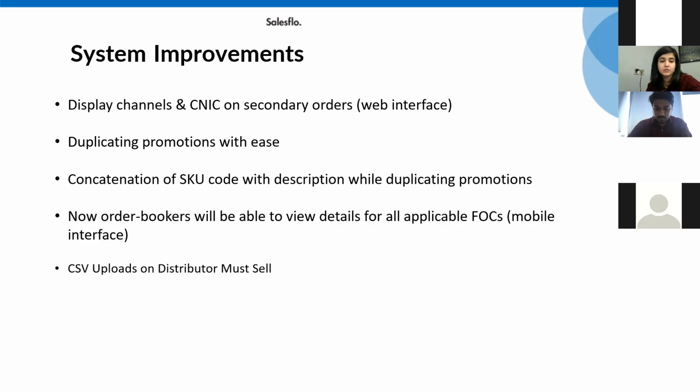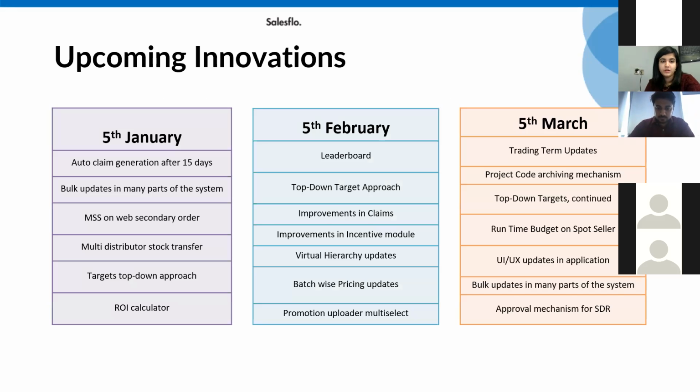Lastly, last time we talked about the distributor must sell feature. So this time we've introduced the CSV upload part for this feature as well, so that you're able to speed up your operations. Yeah. So that was it regarding the new developments for the December release.